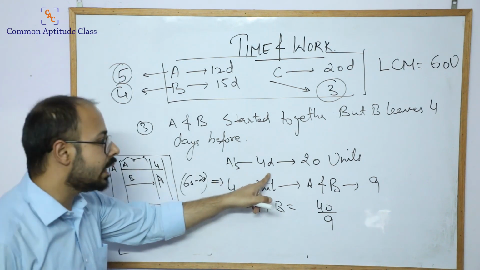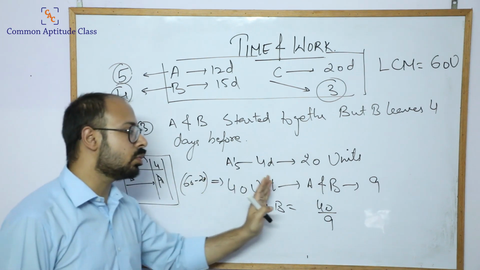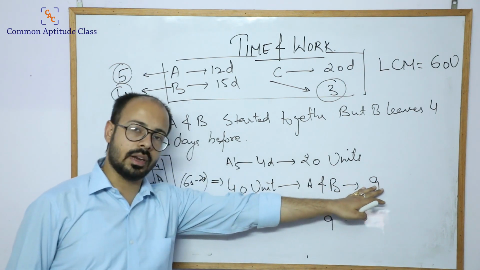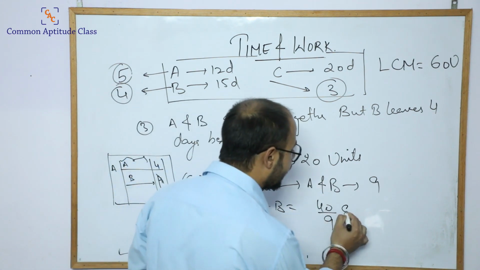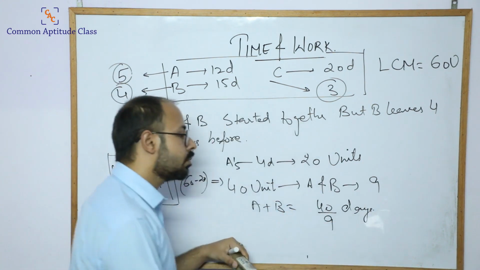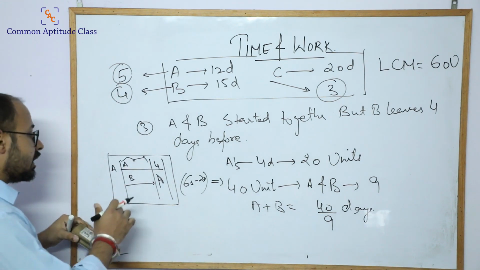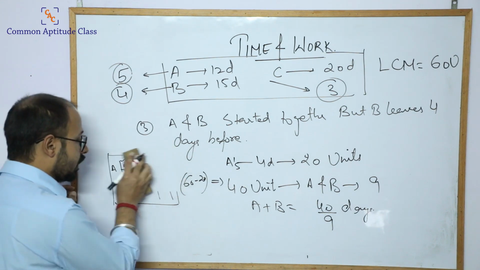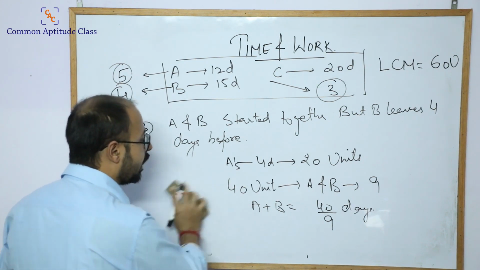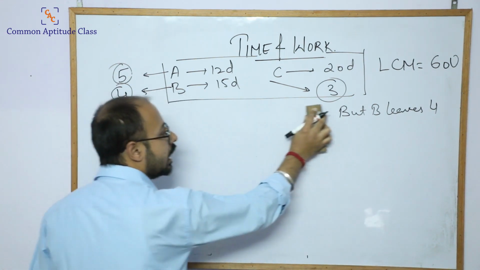How have they done it? In 4 days, 20 units. Before those days, 40 units are to be done by A and B. They are producing 9 units per day. So they will take 40 by 9 days to produce those units. Is it clear? Now, same way as the previous question, the basic trick to do is go for the time period in which a lone person is working, because that is the fixed data I have.